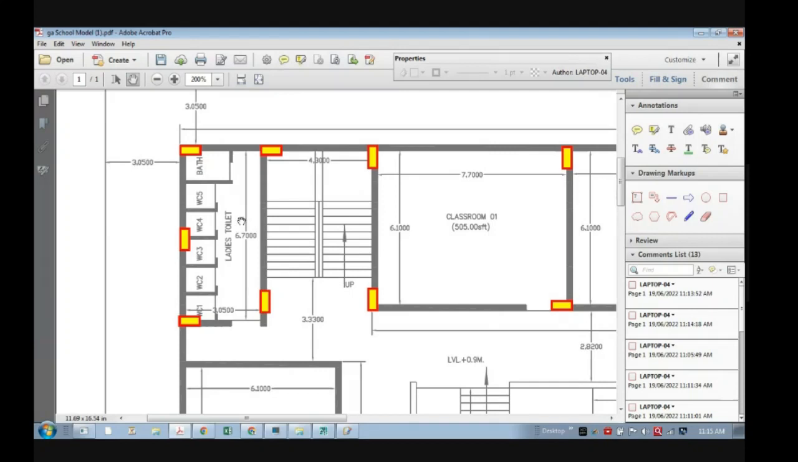Now tell me, whenever I put these column positions, what thoughts are there in my mind, what should be the thoughts? What should we think while placing a column?